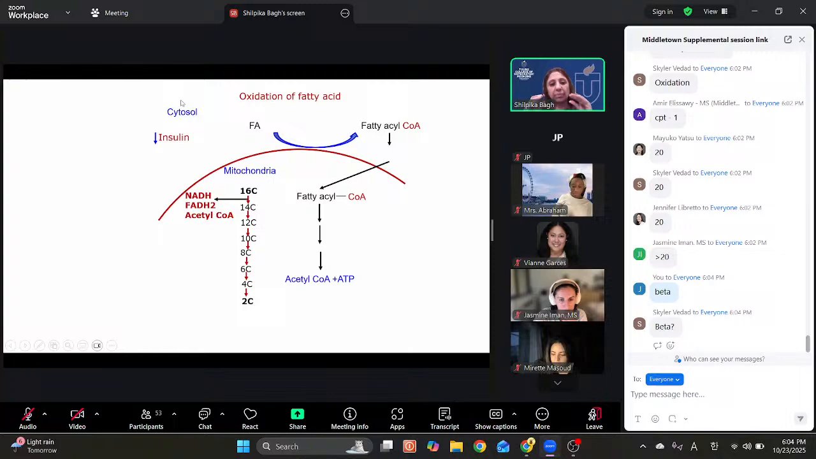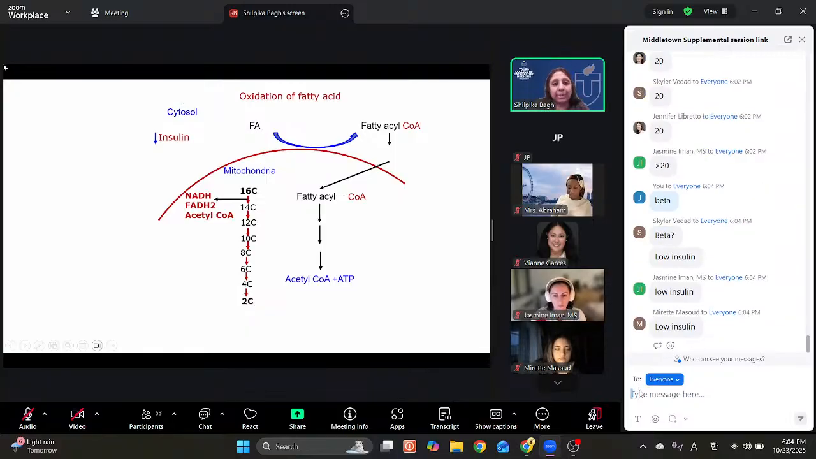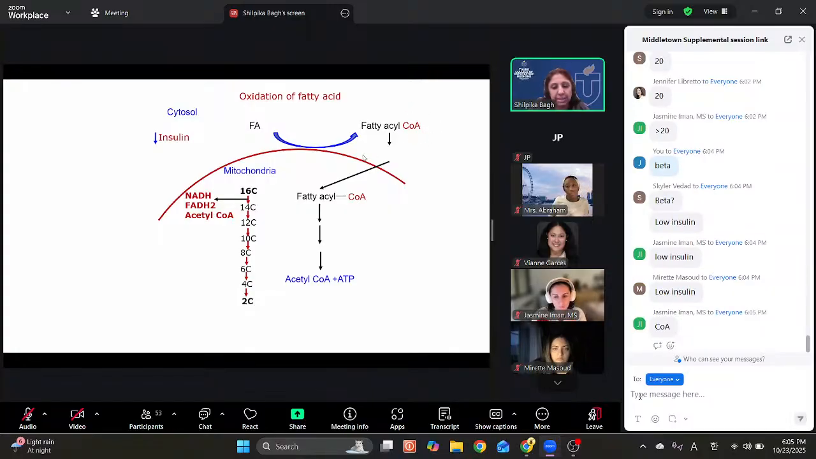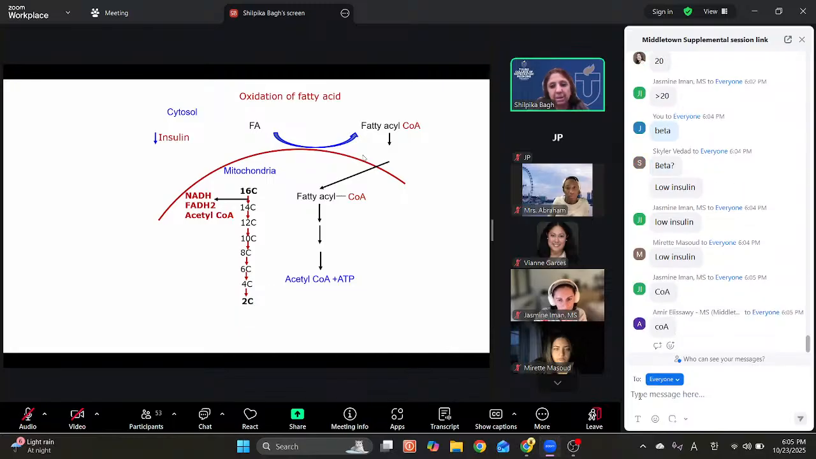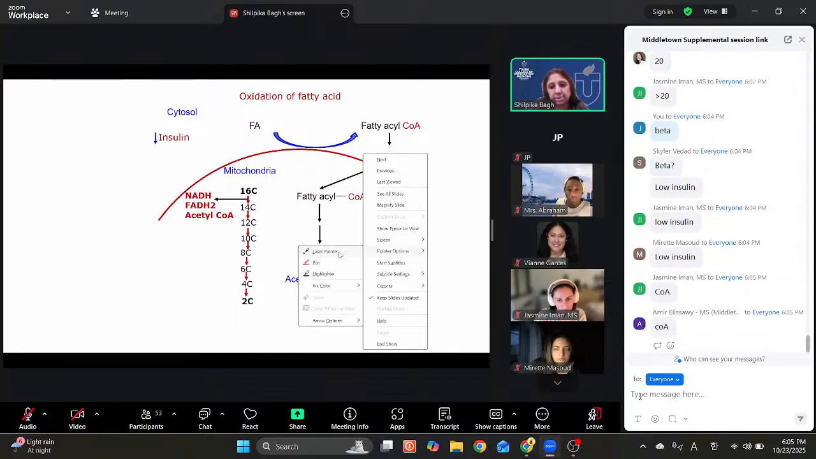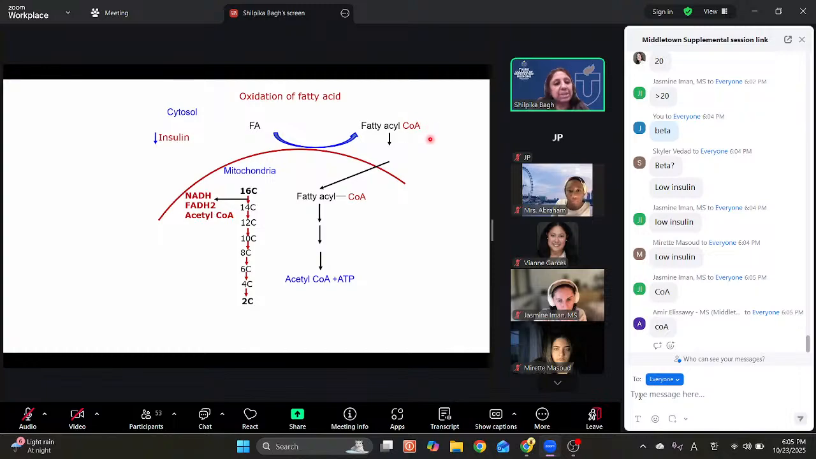Just know overall. First of all, is fatty acid oxidation well fed or low insulin? Low insulin, absolutely. How many types? Beta, alpha, omega, peroxisome. What are the steps? First, you activate fatty acid in the cytosol. To activate fatty acid, what do you need to add? You need a CoA.